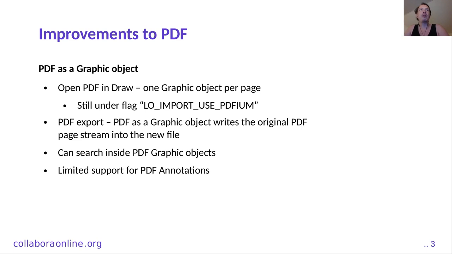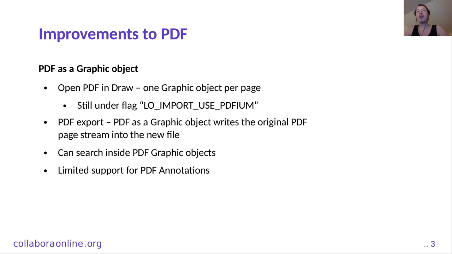This is quite convenient because we also have a special implementation inside PDF export where, when we save a PDF as a graphic object, it doesn't just write the rendered image to the PDF, but also writes the original PDF page stream into the new exported file, so that the fidelity of the PDF is like the original.